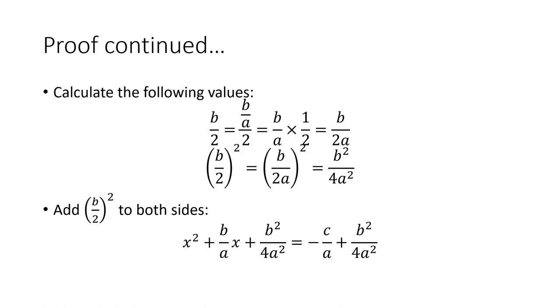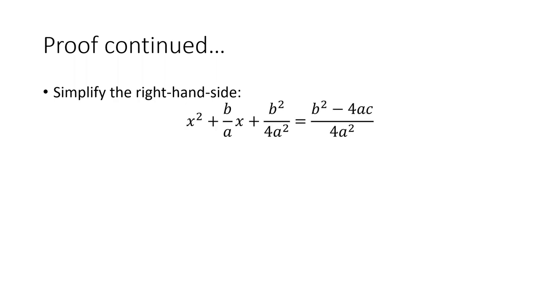Now the next step is to add the fractions together on the right-hand side, basically. Our common denominator is going to be 4a squared. We have to do nothing to b squared because it already has the 4a squared, but for the negative c over a, we need to multiply c by 4a. And so we get this.